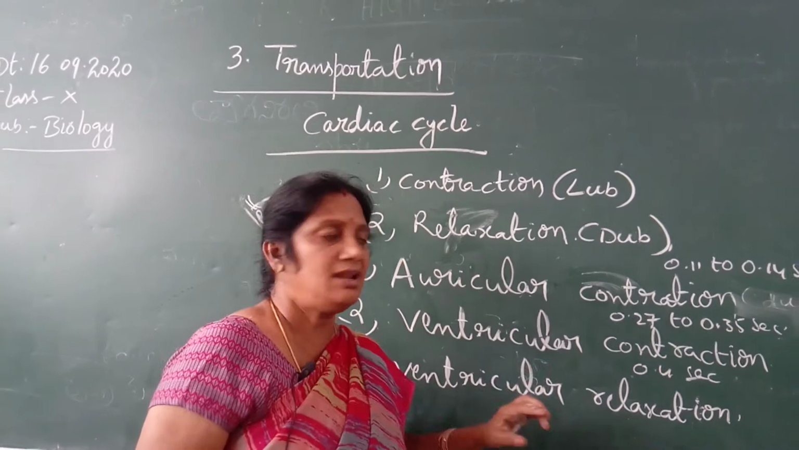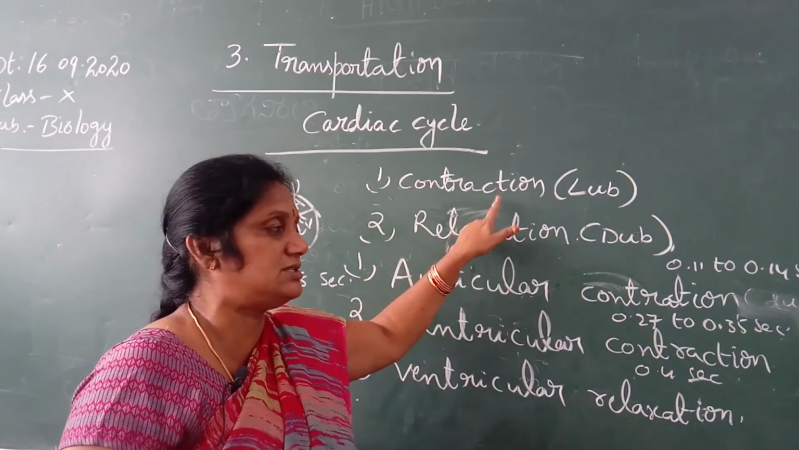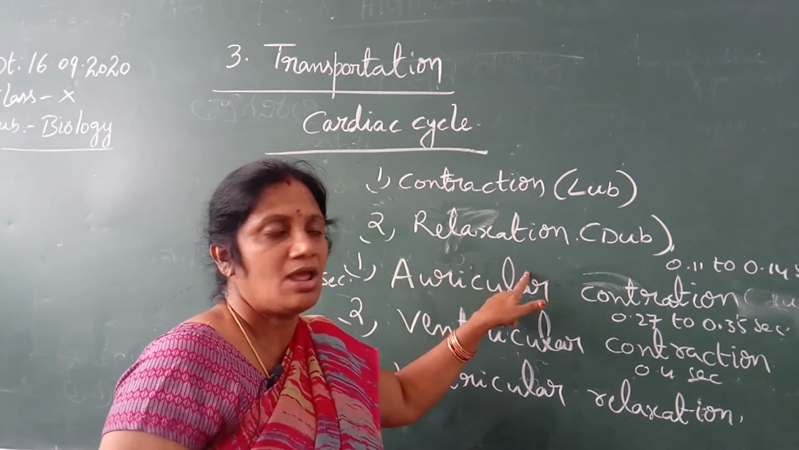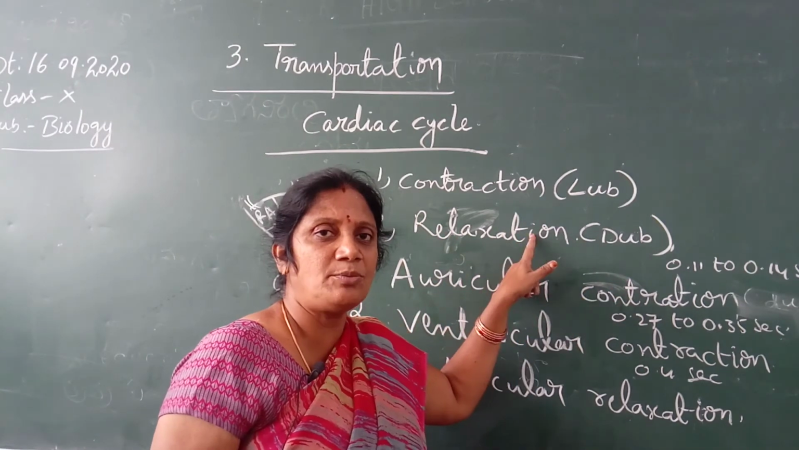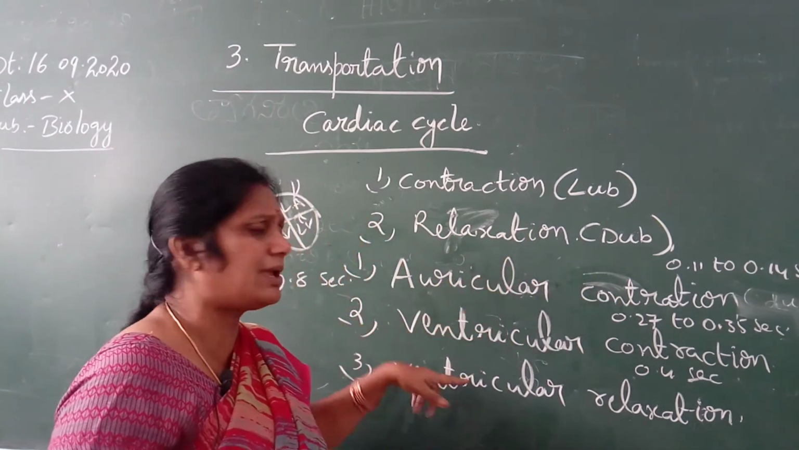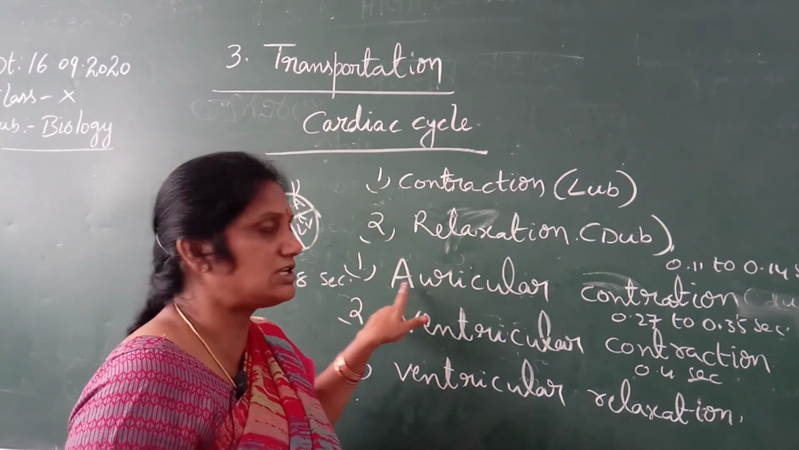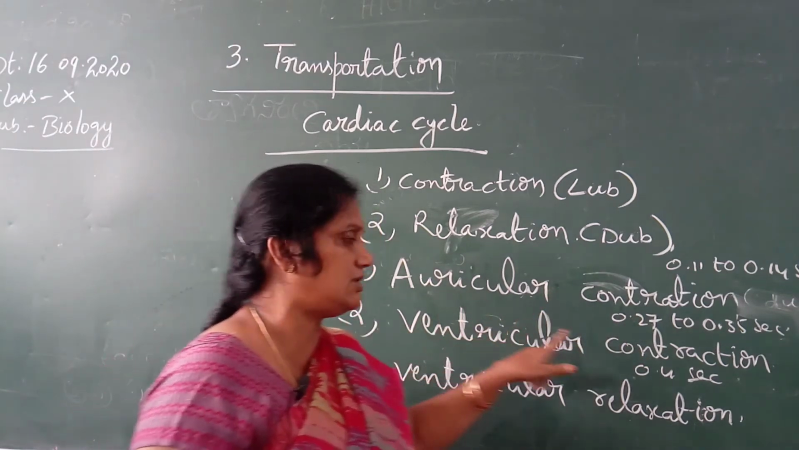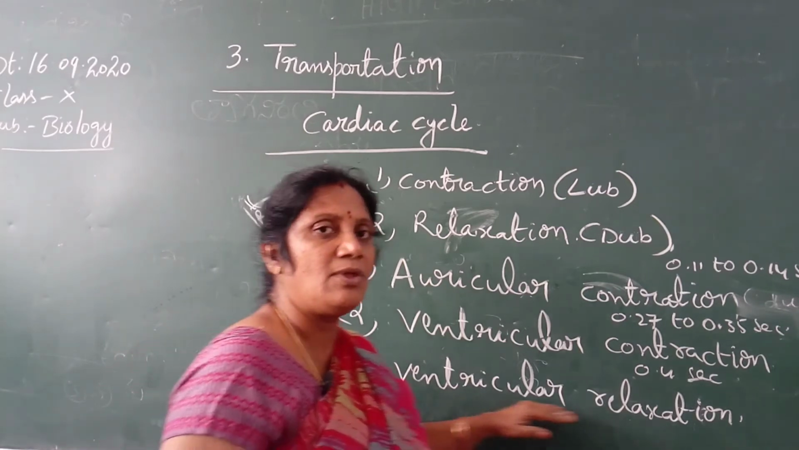Again, I will tell you, listen. One cardiac cycle or heartbeat comprises two stages, contraction and relaxation. One contraction and relaxation is called a heartbeat. This heartbeat involves three stages; you can write four stages also. The first is contraction of auricles, the second is contraction of ventricles, and the third is relaxation of ventricles.